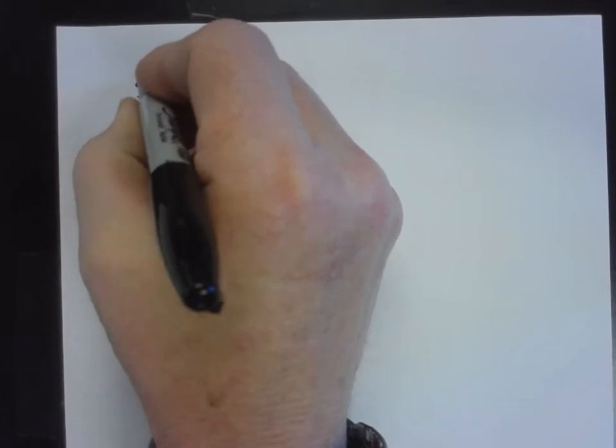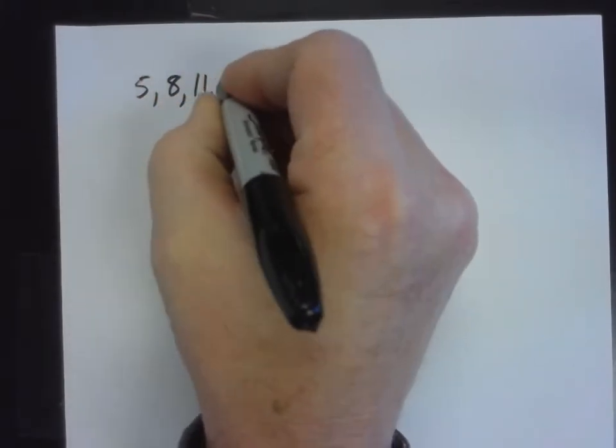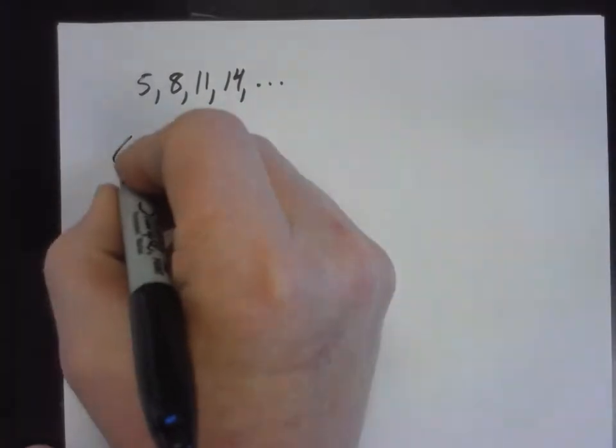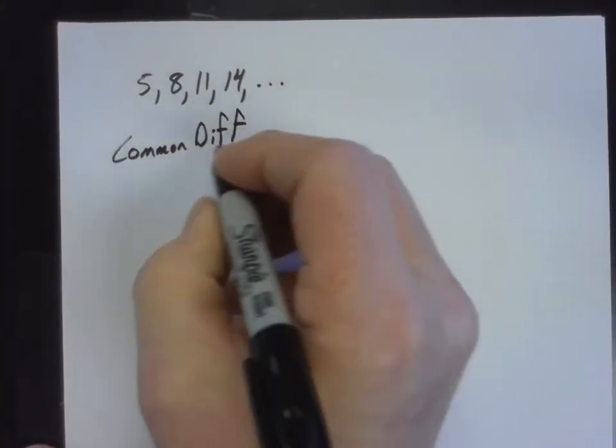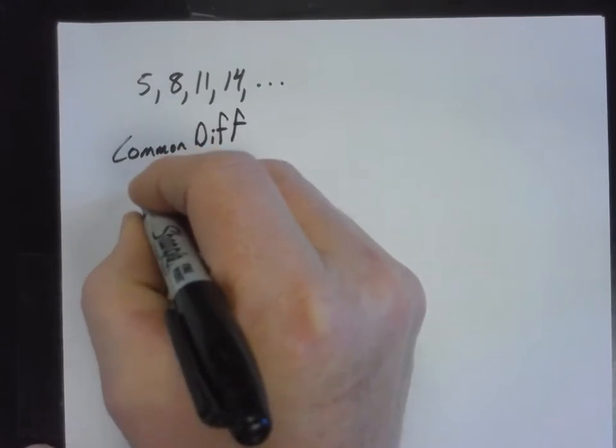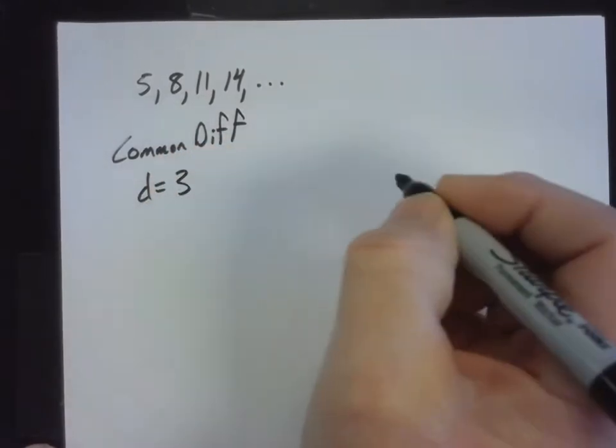So here's a sequence. What do you think about that one? I heard plus. Arithmetic, right? Okay, we're adding 3 each time. So we have what we call a common difference. And that common difference is simply positive 3, isn't it?